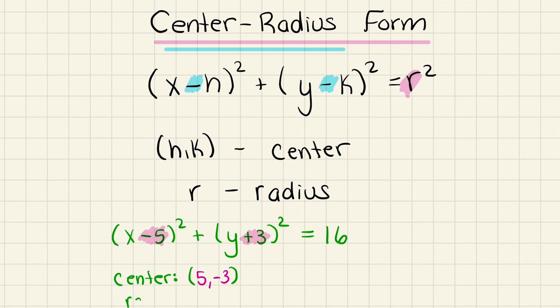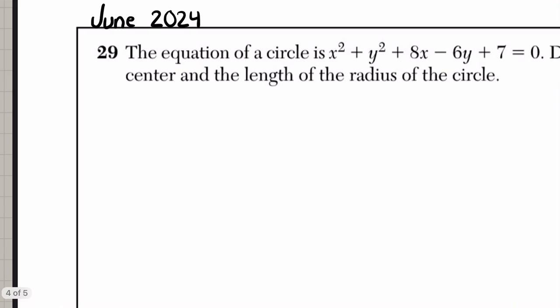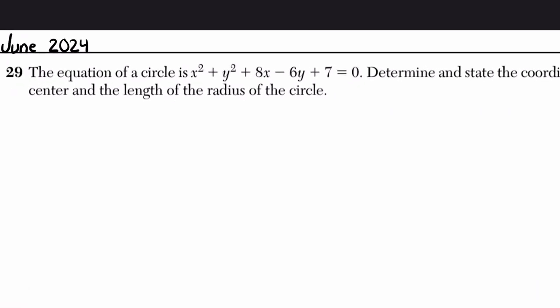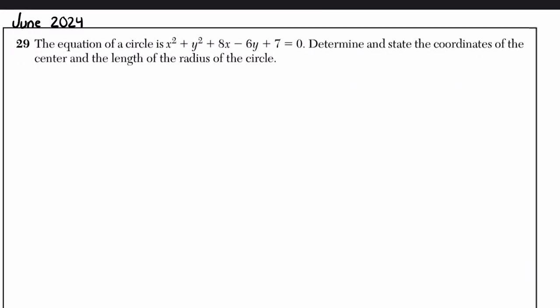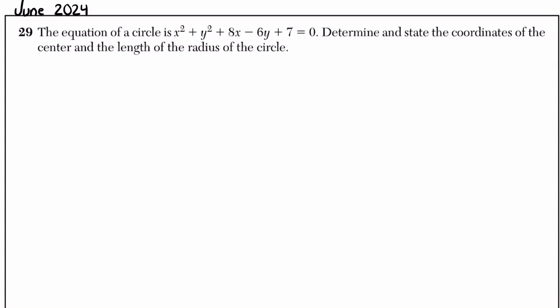And my radius is going to be the square root of 16, because again, in my equation it's actually my radius squared. So I have to take the square root to find it, but we know that the square root of 16 is 4. So that means I have a radius of 4. Okay, so we're going to use this information to solve question number 29 from the 2024 Regents. We have to complete the square in order to do this, but that form is my ultimate goal. So let's review completing the square.